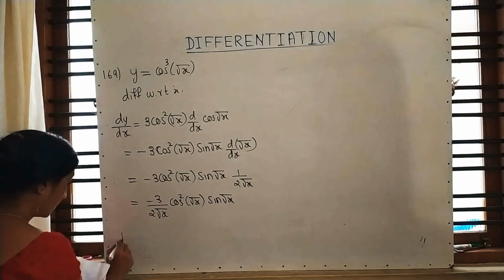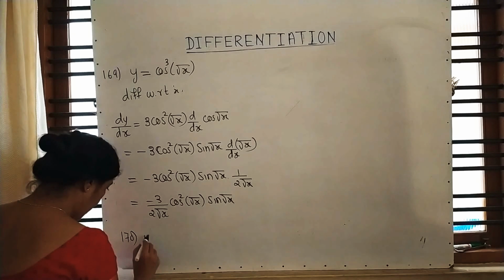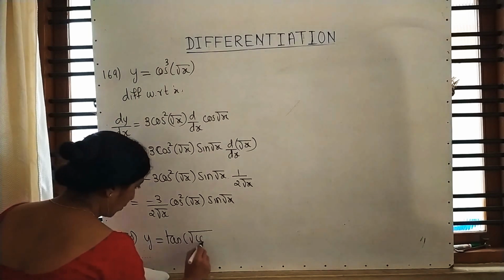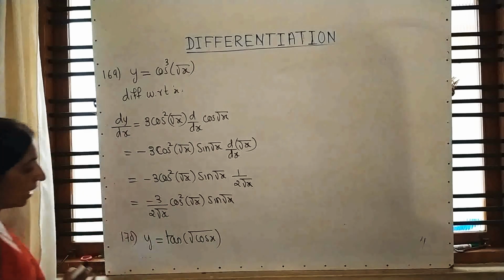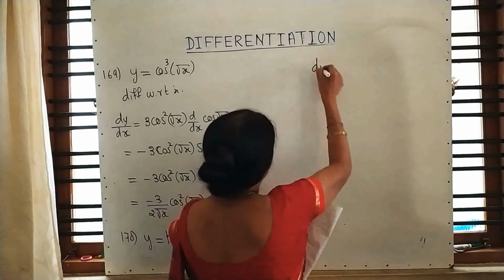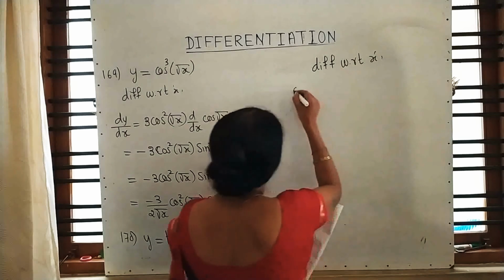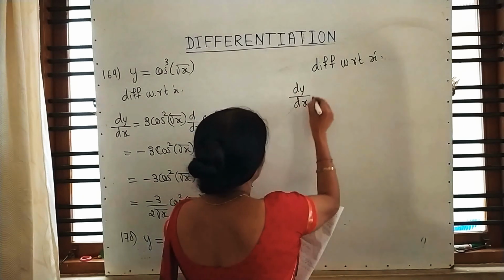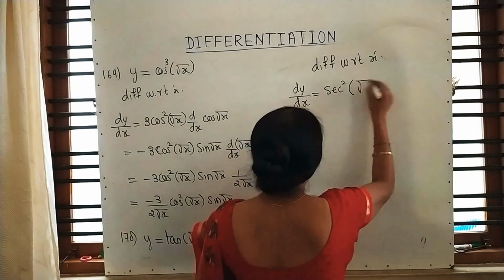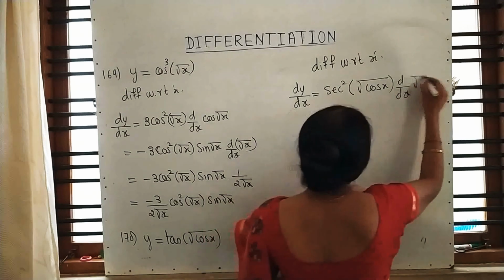Then question number 170. Y is equal to tan of root cos x. Here we don't have the power. Directly we have to differentiate the trigonometric term, that is tan. Differentiation of tan is secant square. Angle is root of cos x. Now I am differentiating angle root cos x.